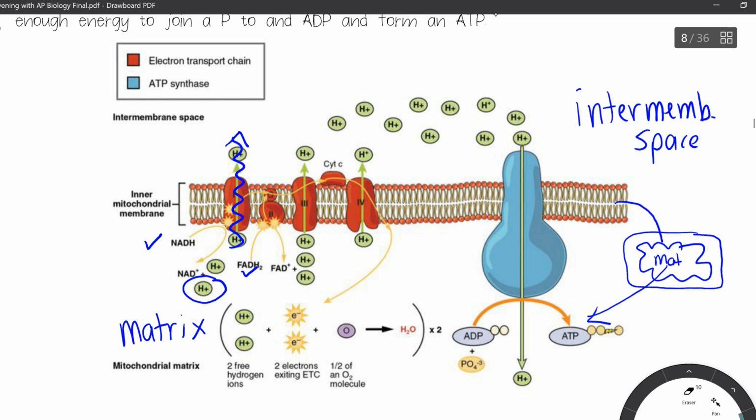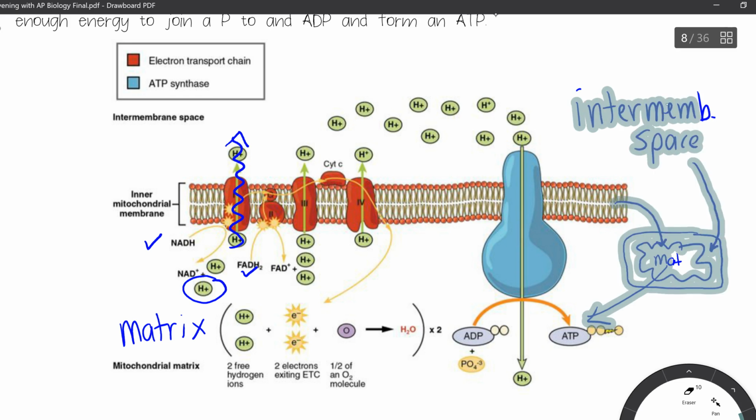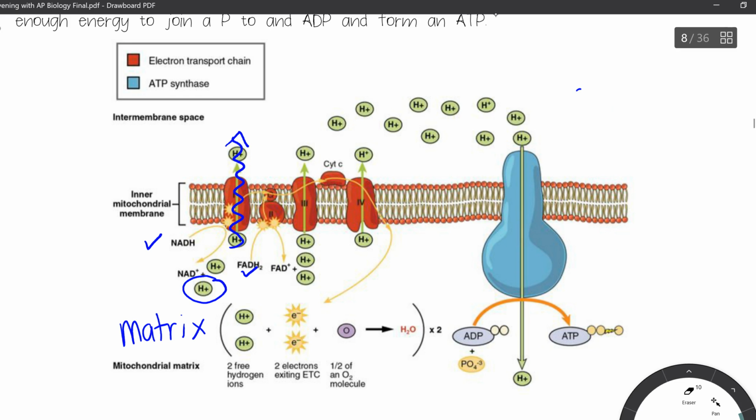And this is taking place right on that inner mitochondrial membrane. So this space right here is your intermembrane space. Now what's happening is the hydrogen ions are getting pumped in there. By doing so, you have a tremendous buildup. This is going to make what is known as proton motive force.